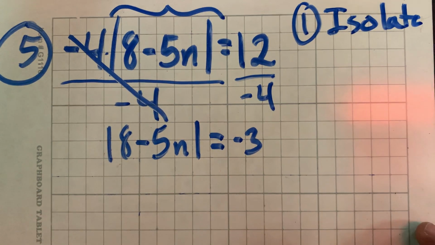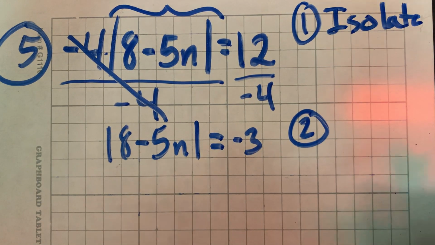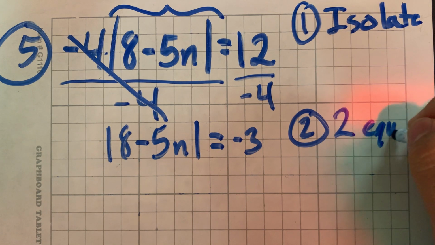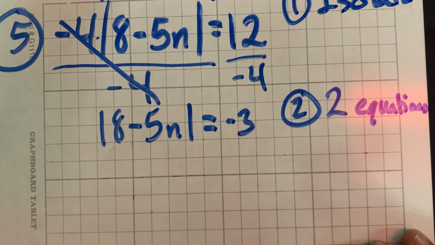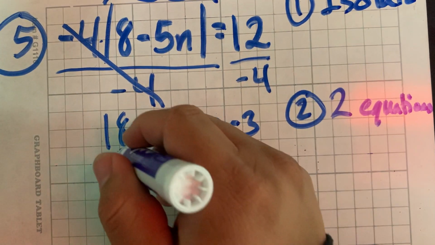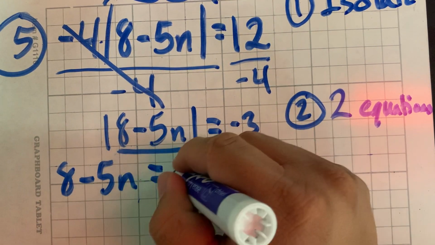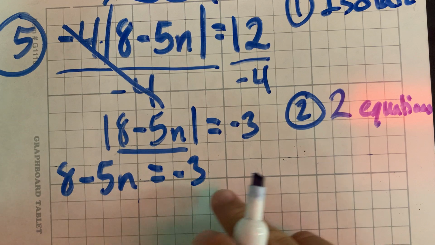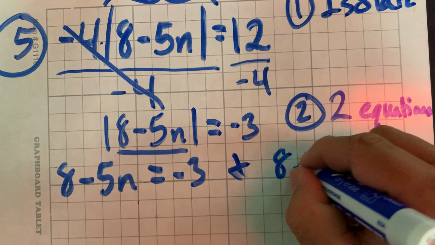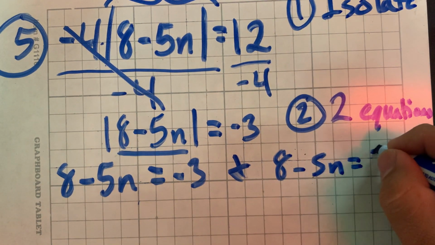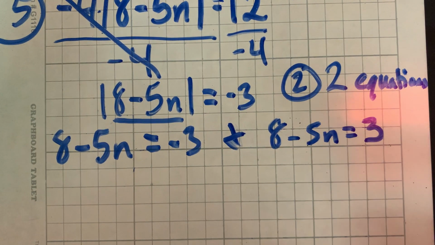Now that my absolute value expression is isolated, I can go and do step 2, which is to create my two equations. Again, we're going to take whatever's on the inside, set it equal to the positive and the negative. Since we're starting at -3, that one's going to be -3, and this other one's going to be that +3. And from here, we solve for n.